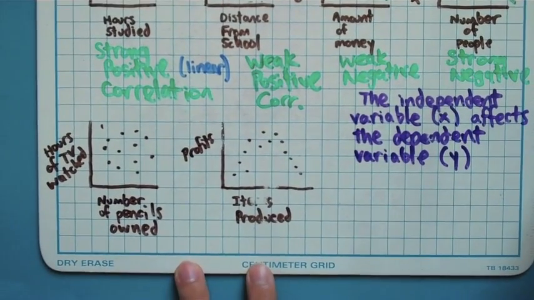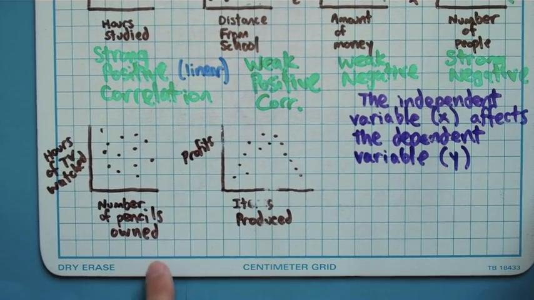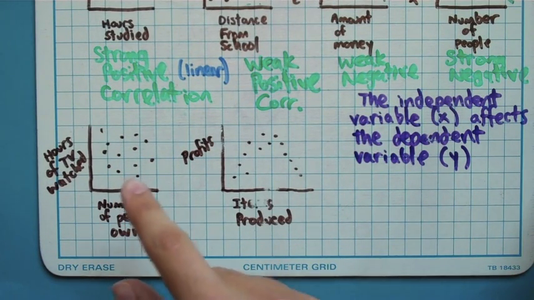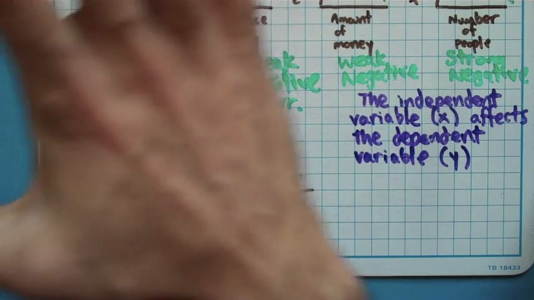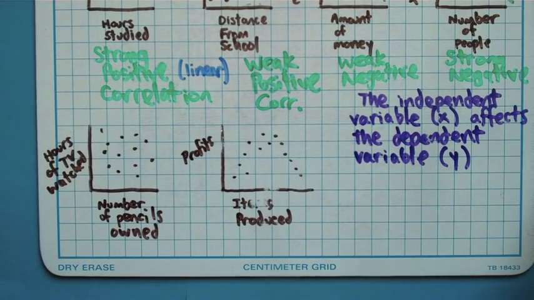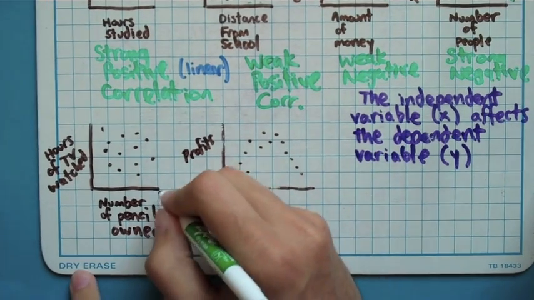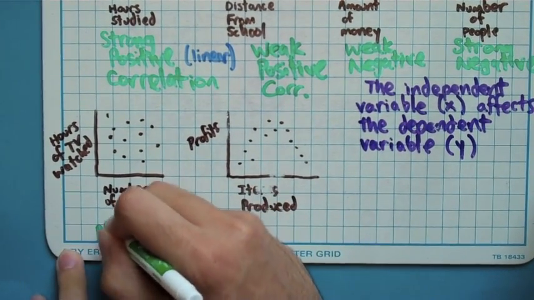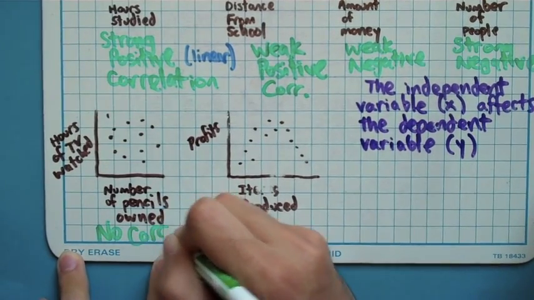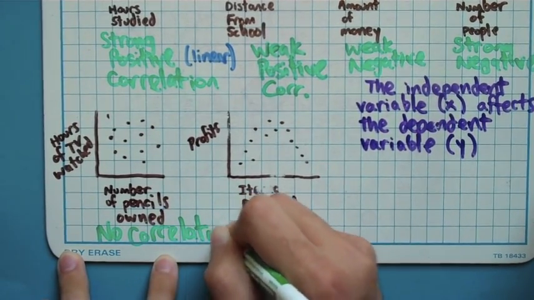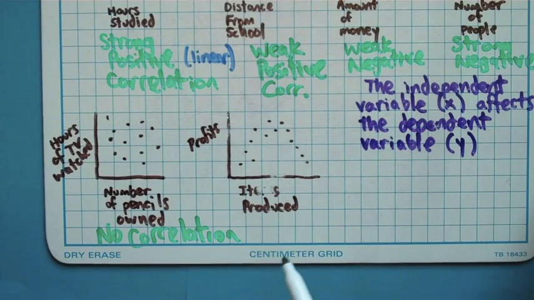Two more problems down here at the bottom. We have number of pencils owned versus hours of TV watched. Now, it kind of makes sense. If you look at this graph, it's just all over the place. You really can't tell what's going on here. They're just points everywhere. There's not really going to be a connection between the number of pencils you have and the hours of TV you watch. So you see the dots are all over the place. We would say this example is no correlation. There's definitely nothing going on there.